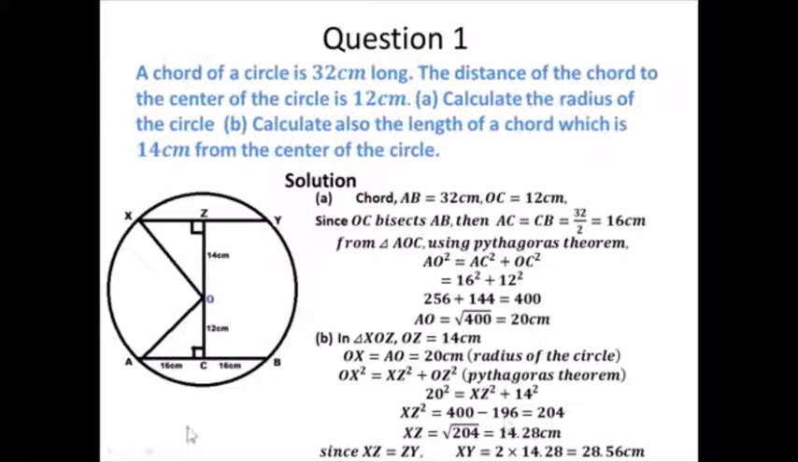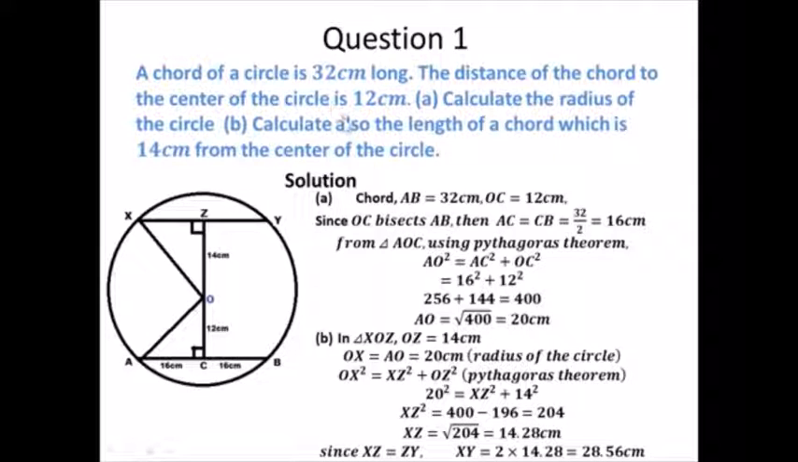You can see on the screen the pictorial representation of the question. You have a chord 32 centimeters long, and chord AB here represents that chord. In the previous theorem, we learned that when a line is drawn from the center of the circle to a chord, it bisects that chord into two equal halves. That's why you have 16 here. If you divide 32 by 2, you have 16 centimeters.